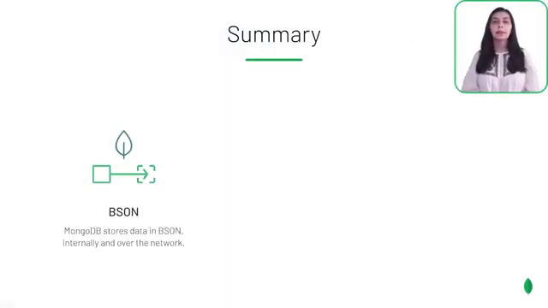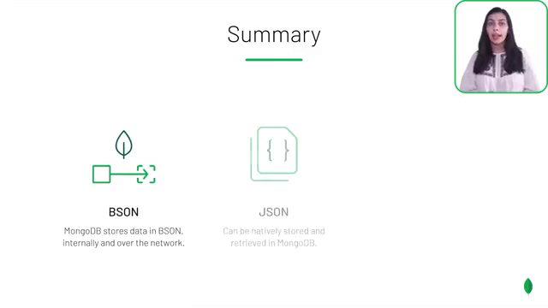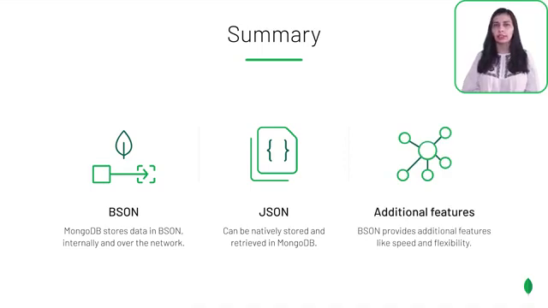MongoDB stores data in BSON format both internally and over the network, but that doesn't mean you can't think of MongoDB as a JSON database. Anything you can represent in JSON can be natively stored in MongoDB and retrieved just as easily in JSON. BSON provides additional features, speed, and flexibility, which is important to keep in mind when working with MongoDB.